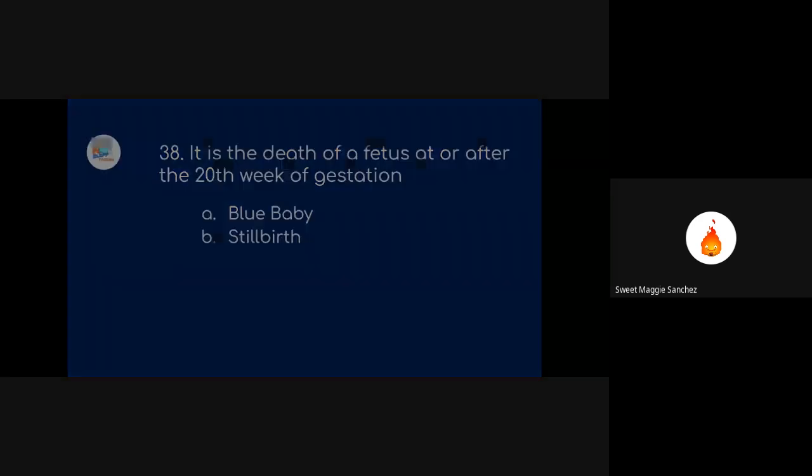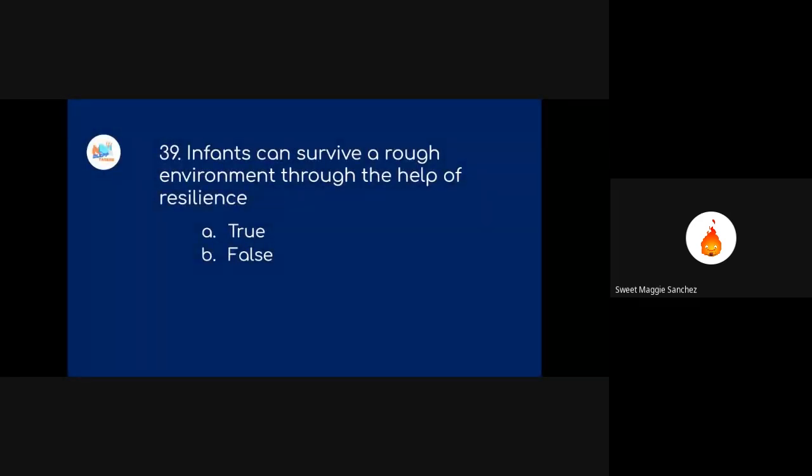Okay, timer stops. Question 39. Infants can survive a rough environment through the help of resilience. Is it A, true, or B, false?